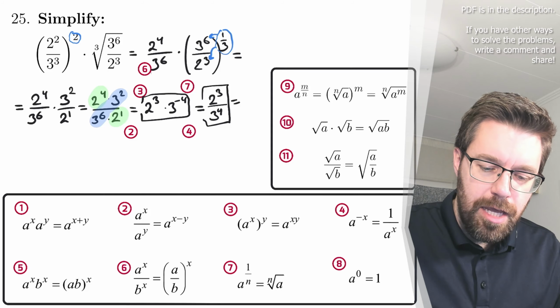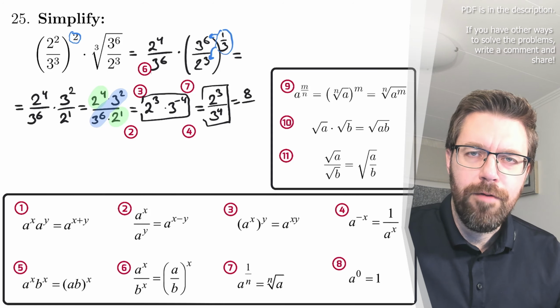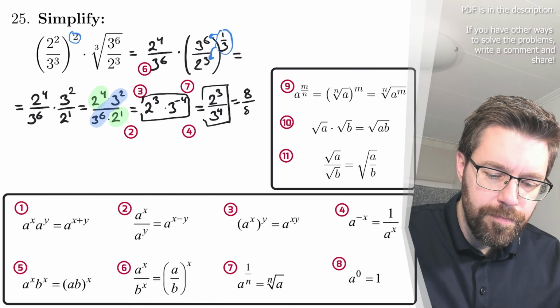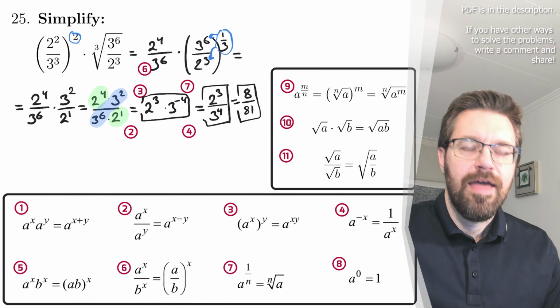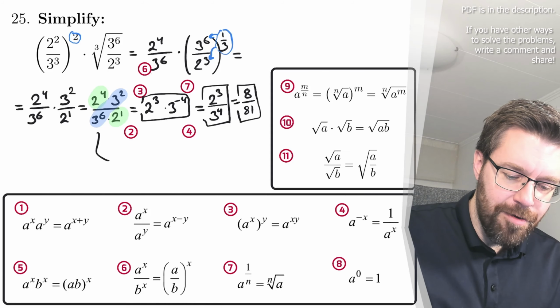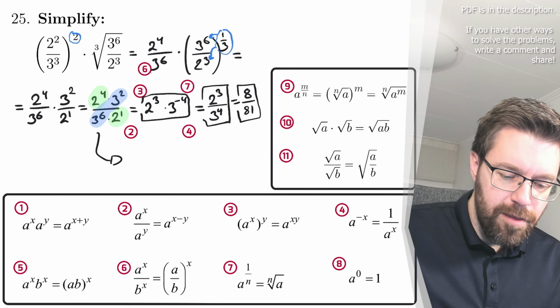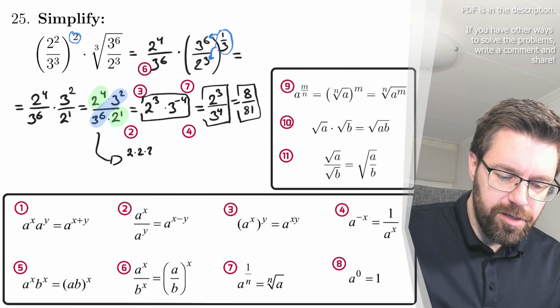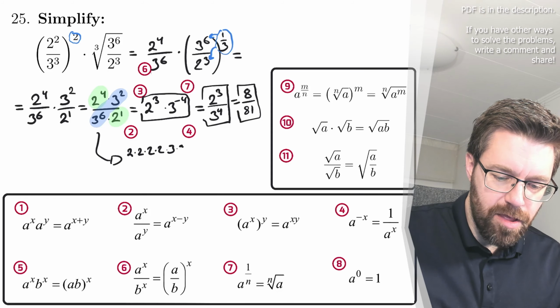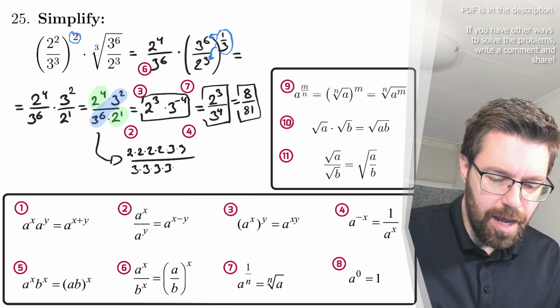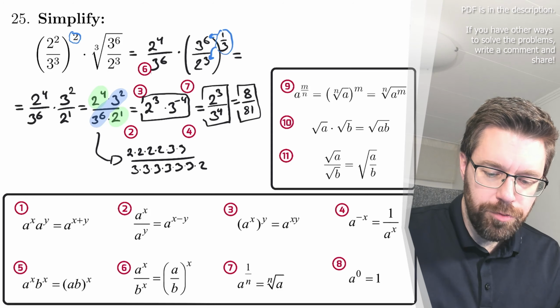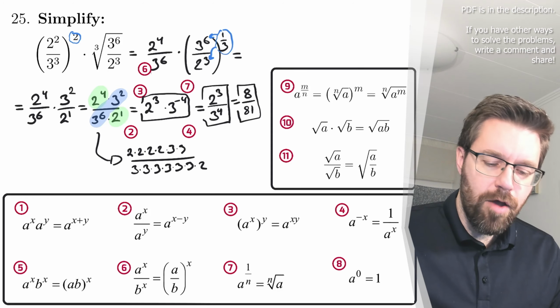2 raised by 3 equals 8. 3 raised by 4 equals 81. So you can answer like this too, of course. And you can go from here and write it like this if you want. 2 times 2 times 2 times 2 and times 3 times 3 divided by 3 times 3 times 3 times 3 times 3 times 3 times 2, and then cancel the factors out.